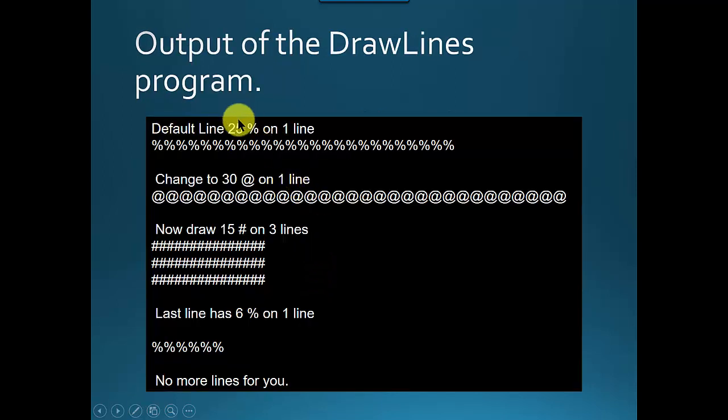So we can see here the results of the different function calls. When we provided all defaults, this is the default view with just all the defaults. When we provided 30 characters and an at, then we got 30 ats. When we provided 15, a number sign, and 3 lines, then we get this. If we provided %6, we got this.